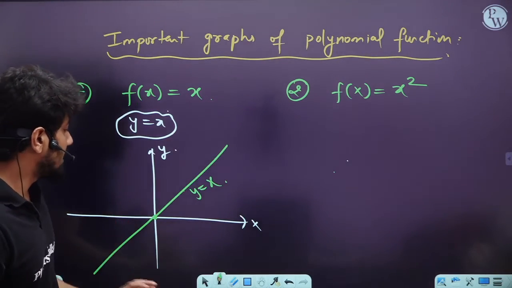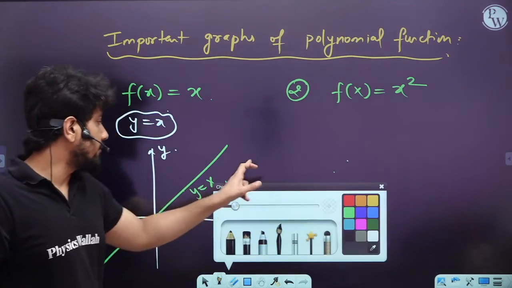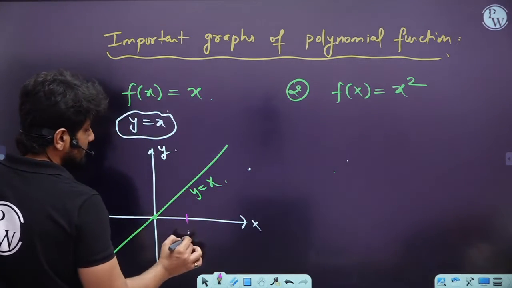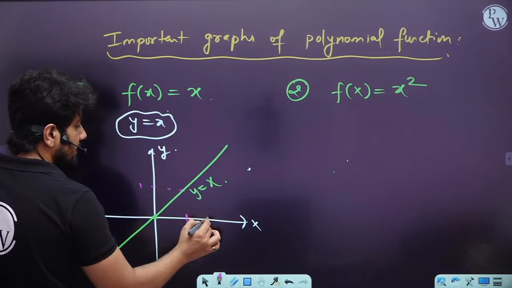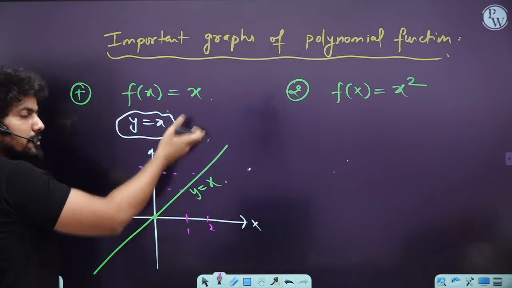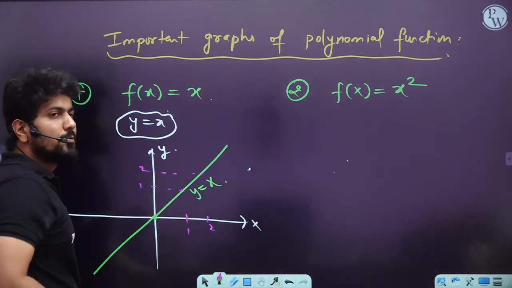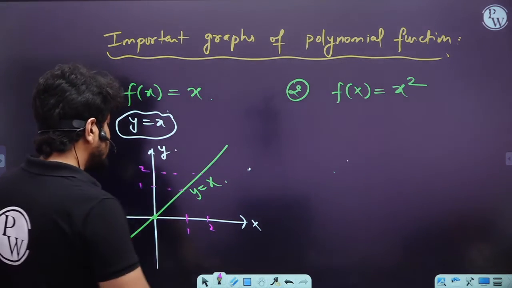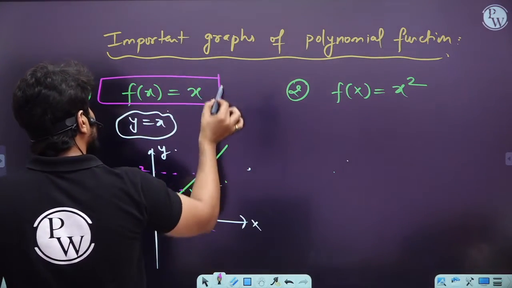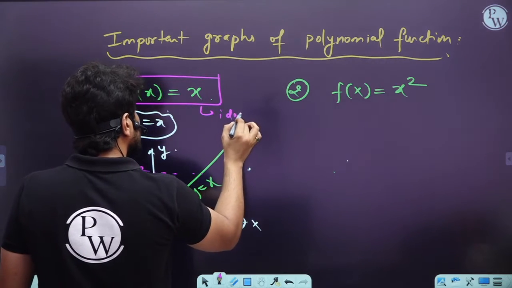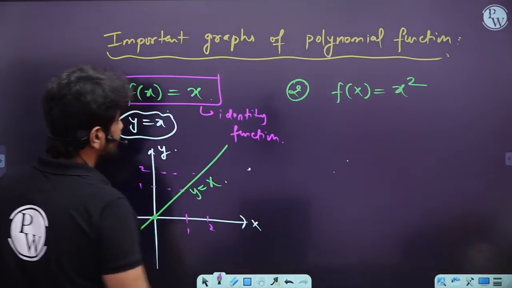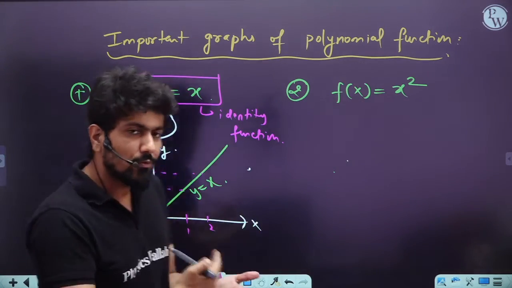Very simple graph. Basically, this passes through (1, 1), (2, 2), through (3, 3), and so on. You can see that when x is 1, y is also 1. When x is 2, y is also 2, because y is equal to x, f(x) is equal to x. The input and the output, both of them are same. This is known as identity function. Identity function means that the input and output are same. y is equal to x.